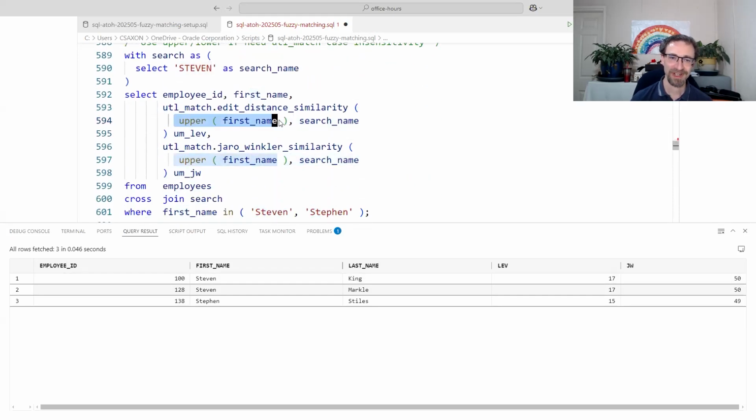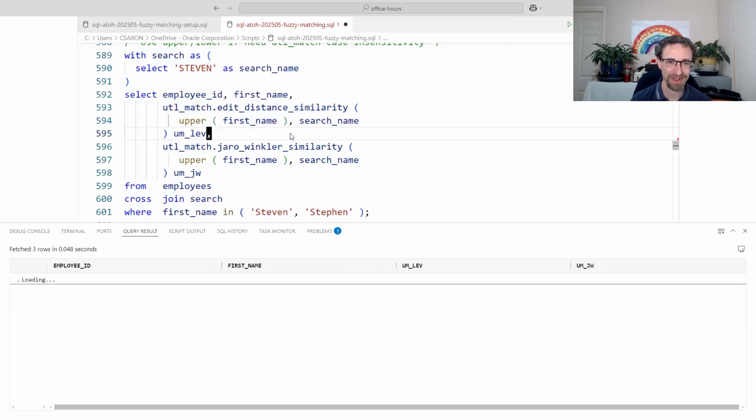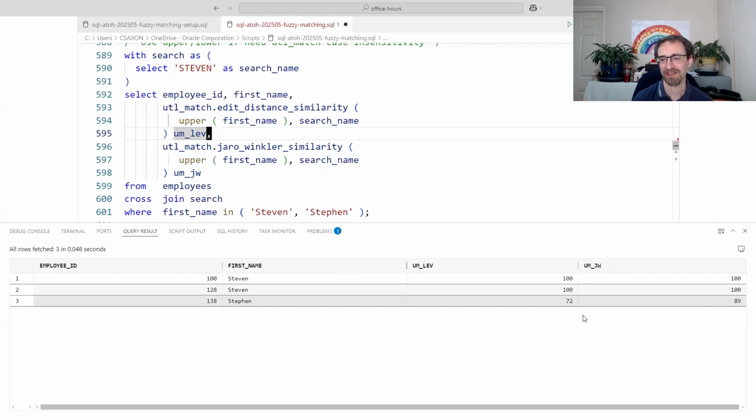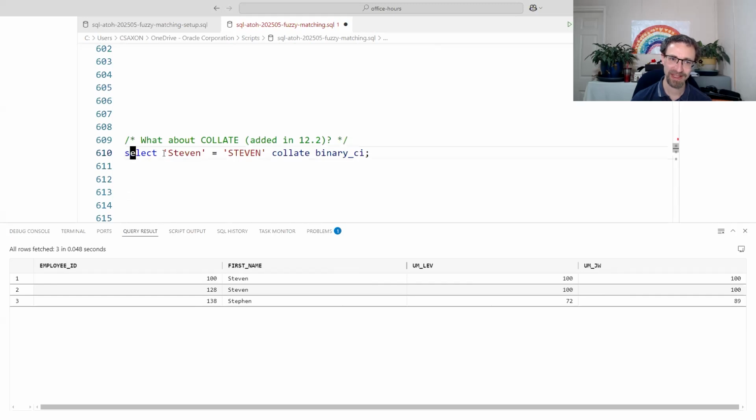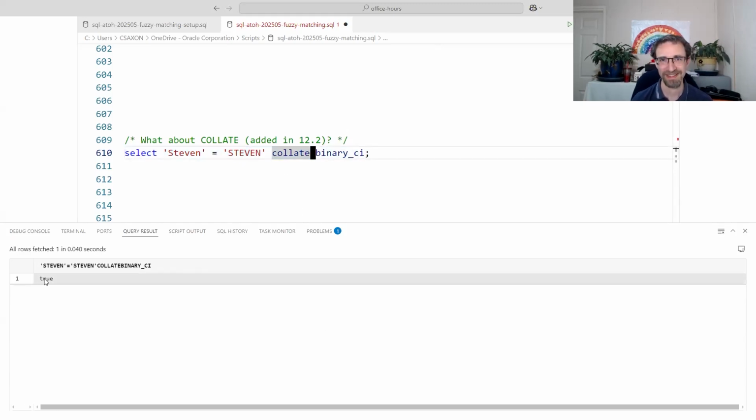So if we wanted to manage case insensitivity with UTL match, we can upper or lower, whichever way around we want to do it, so that they are in the same case. And now we get the same matches here. But what if we wanted to use collations? Like I say, this is something added in 12.2, which allows us to compare things case insensitively. So binary CI equals binary case insensitive, okay? And it says, compare that case insensitively. Are these the same if we ignore uppercase versus lowercase? Check that out. And the answer is, well, yes, it is. Yes, they are. They are the same characters, just in different case.